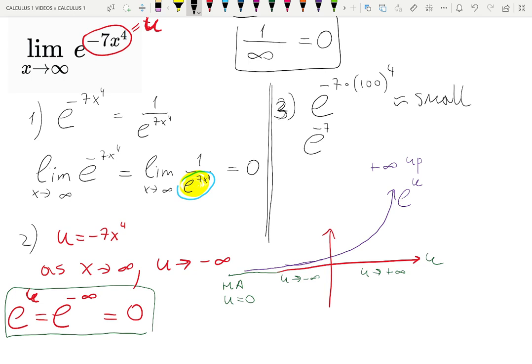Now your goal is to see the pattern. Is it getting bigger or smaller? Well, the larger the negative exponents are, the smaller the answer is. And at some point, if you plug some really big exponent and raise it to 4 and multiply by negative 7, e to all of that becomes as small as 0, approaches 0. So the answer is 0.